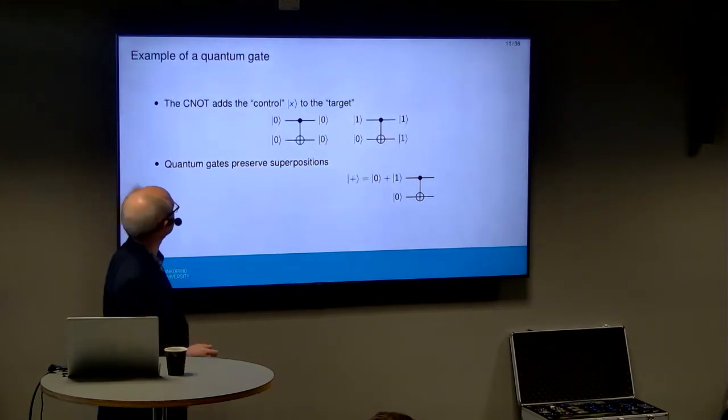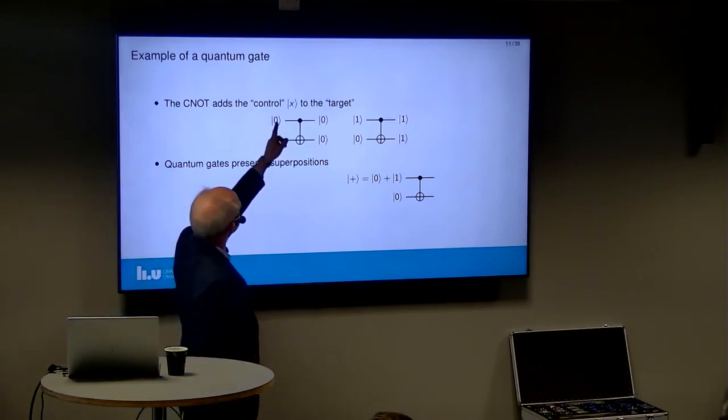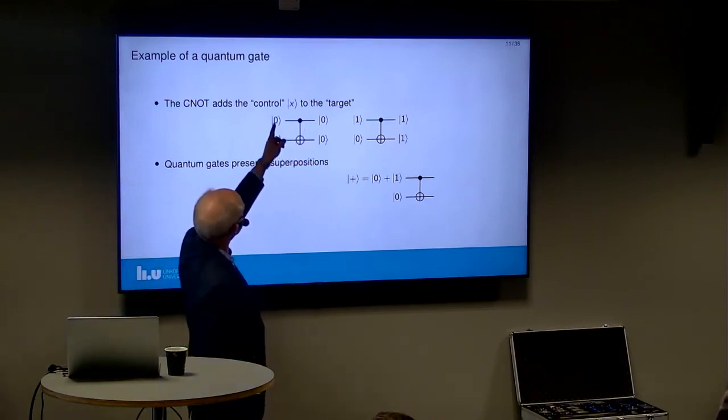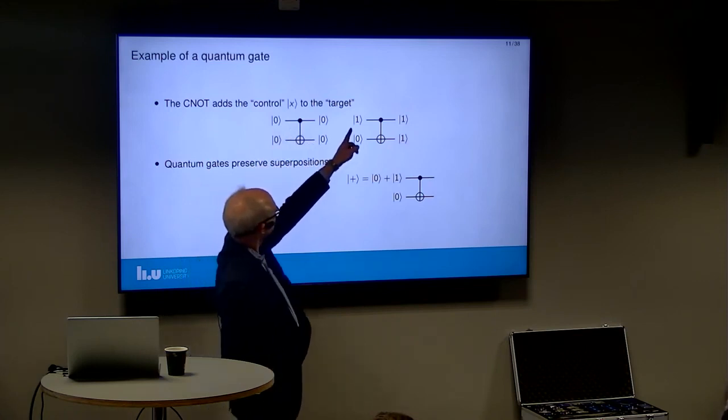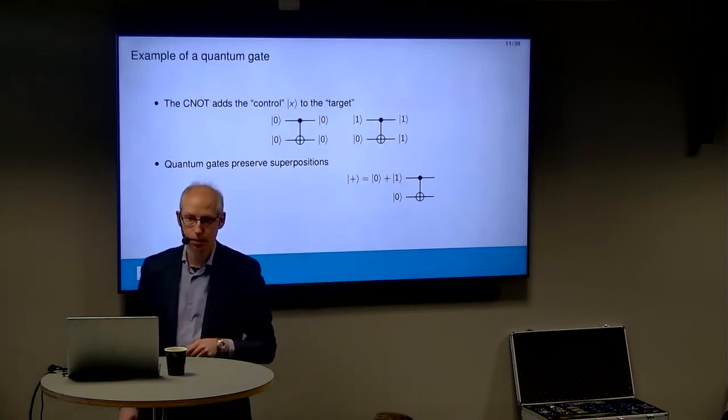So a CNOT adds the control, the upper bit here, to the target. So if I have a 0 here, nothing happens. If I have a 1, it gets added to the bottom. Okay?